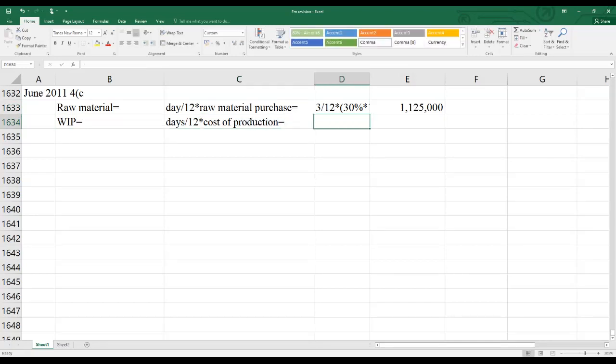To be equal to the days for raw material as per note 2 is 1 month. So 1 out of 12. We multiply by the cost of production. Okay. And if it is work in progress, as per note 2 it represents 1 month worth of half processed goods.